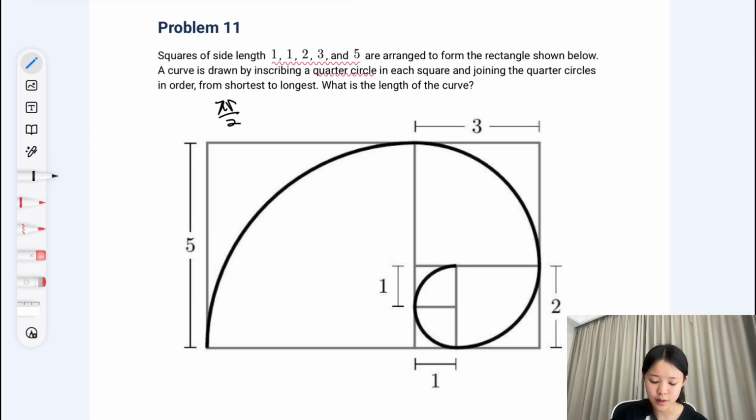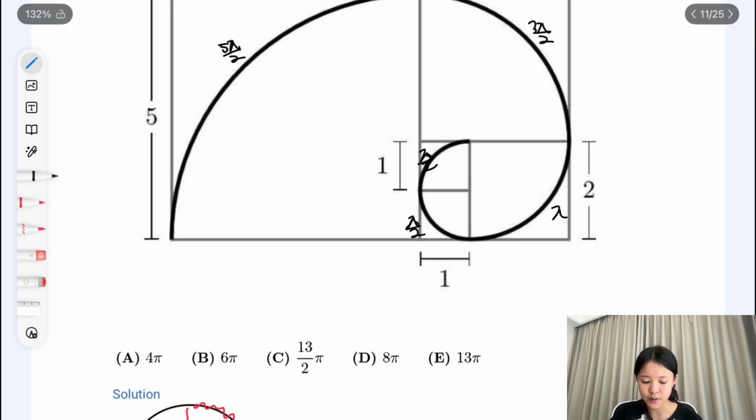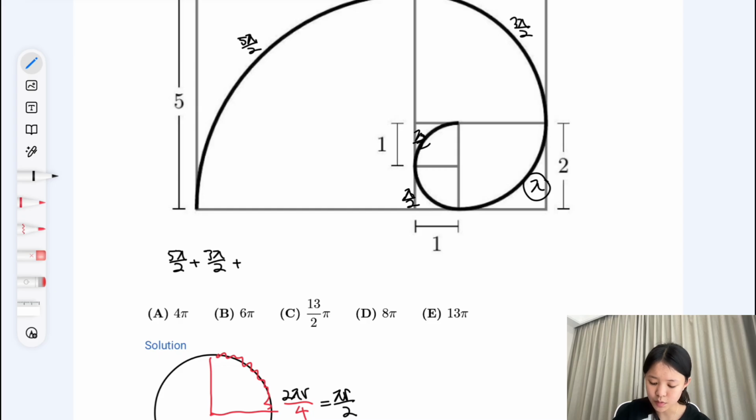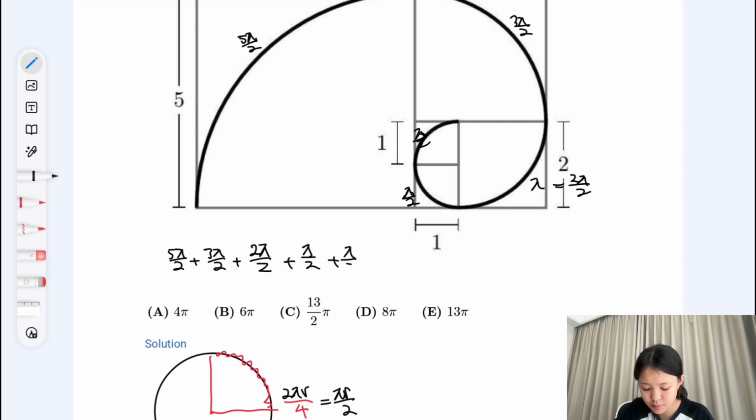We can very easily calculate all of these. So it'll just be 5 pi divided by 2, and 3 pi divided by 2, and then pi here, and then pi divided by 2, and pi divided by 2. So now we just need to add all of these up, right? So 5 pi divided by 2 plus 3 pi divided by 2. Plus we can write this one as equal to 2 pi divided by 2, just for the sake of calculating. And then we have pi divided by 2 and pi divided by 2.